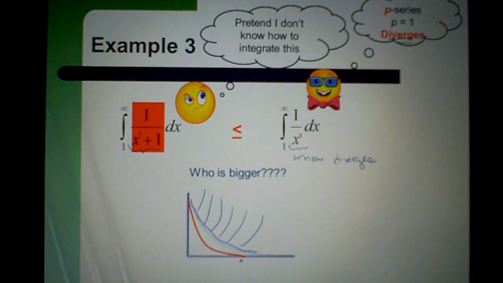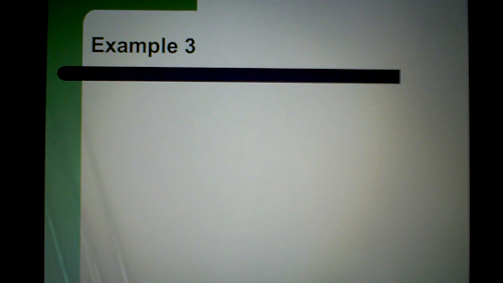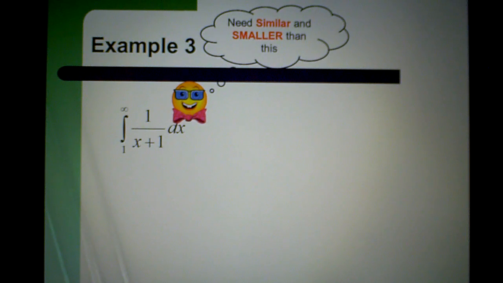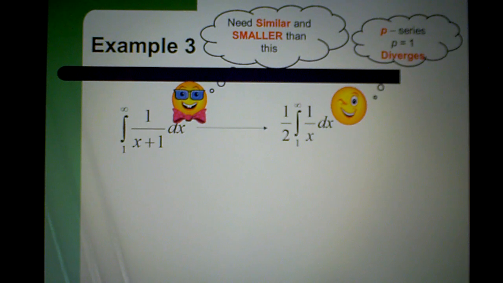I found a similarly behaving function. I know it diverges. If the one you know diverges, it needs to be smaller than the one you don't know. So I need a similar and smaller function because the one I'm comparing it to diverges. So look at that.